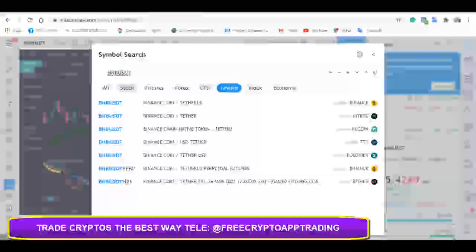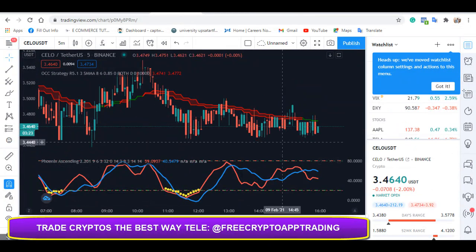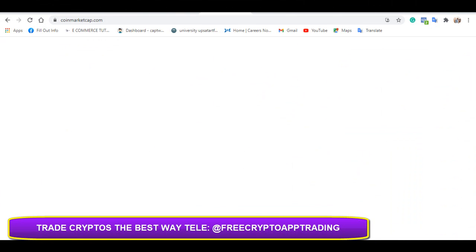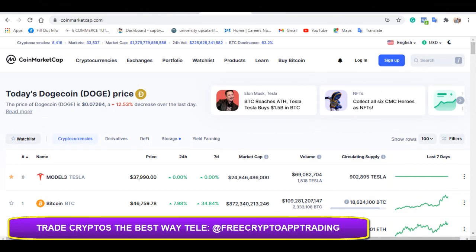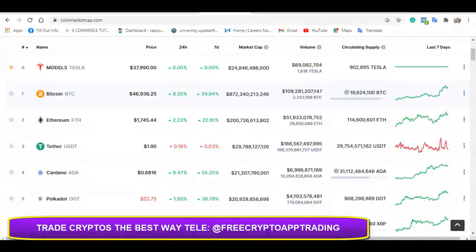For instance, we are given a signal and you click on it. No way, this one is not going. You can just come here. Before that, you can go to your CoinMarketCap. When you go to CoinMarketCap and you look at the 24 hours and the 7 days, the difference.